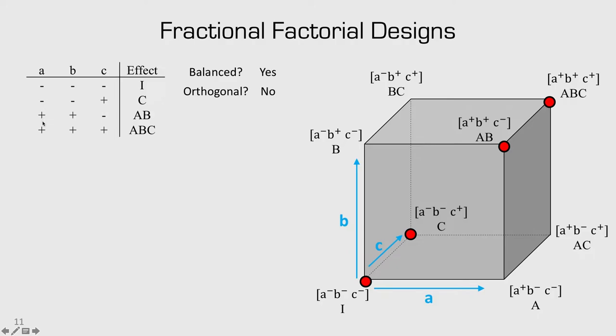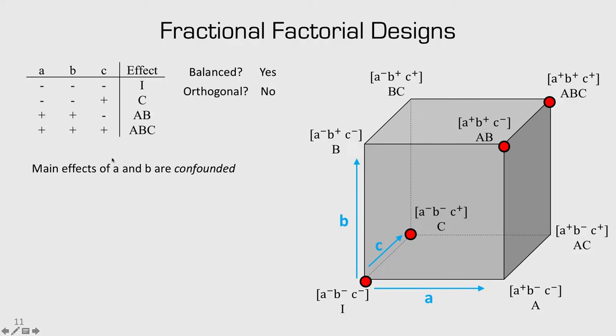Two negatives and two positives for A, the same for B, and the same for C. However, it's not orthogonal. If we look at the effect of A and B, we see that there's four times where they're the same and zero times where they're the opposite. So this is not an orthogonal design.